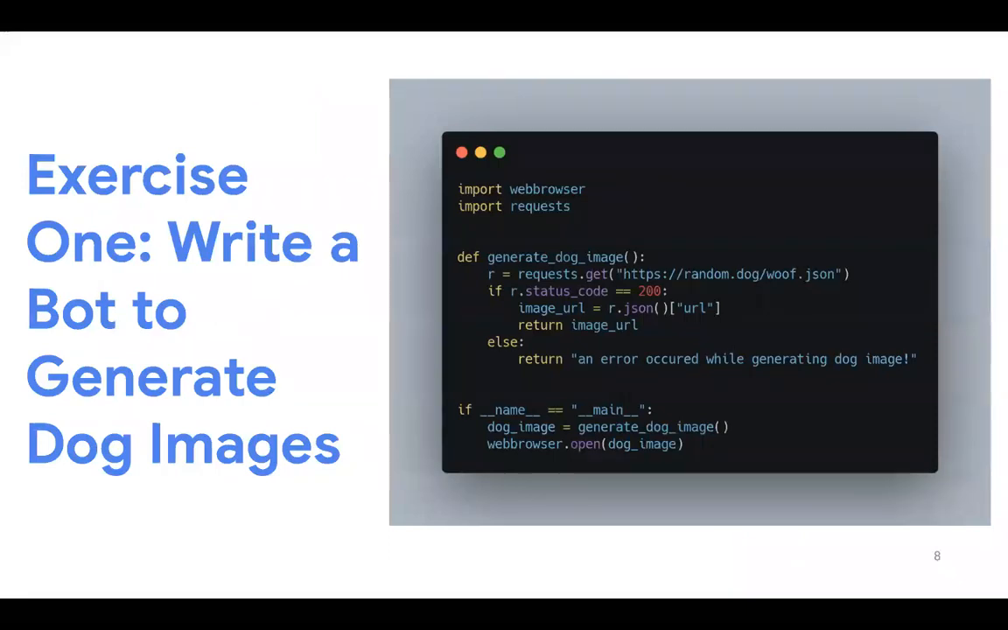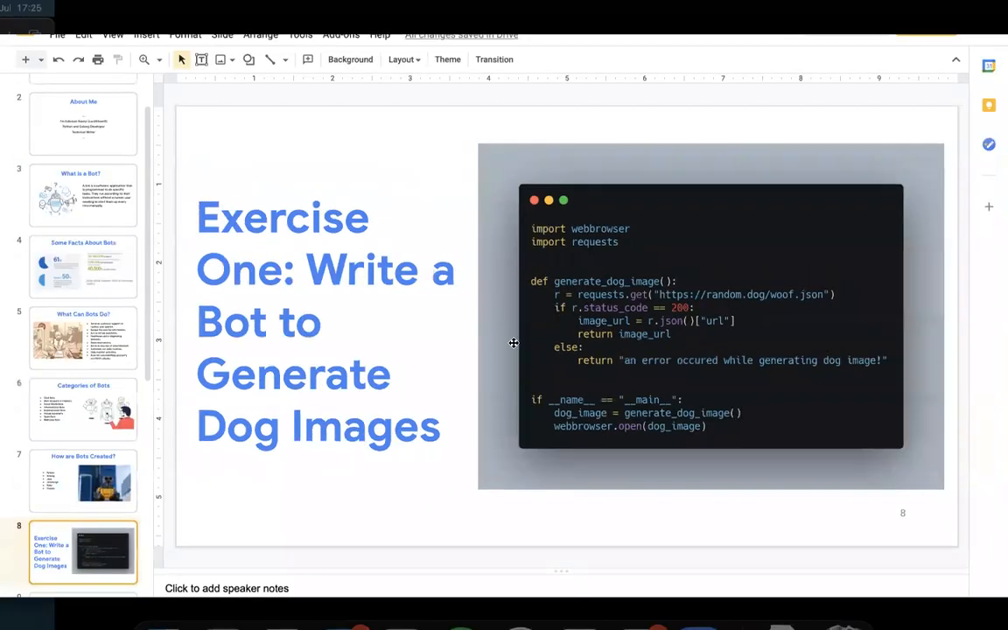So in the first exercise, we're going to write a bot to generate dog images. For this example, we're going to be using an API provided by random.dog. What random.dog does is that it's an API that just gives you random images of dogs. So we're going to write a script that is going to send a request to the website and then fetch a particular dog image and then redirect you to the dog image. So now let's run this code in our terminal.